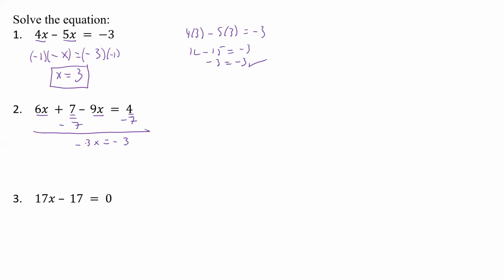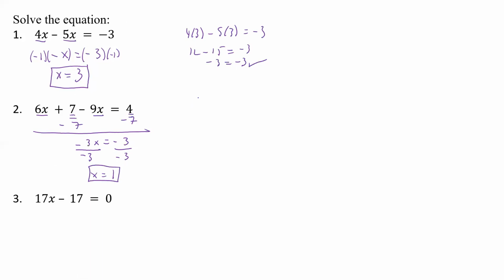Now to solve for x, I've multiplied by negative 3. So to get rid of that, I have to divide by negative 3. And when I divide negative 3 by negative 3 on both sides, I get x equals 1. That is the solution I come up with.